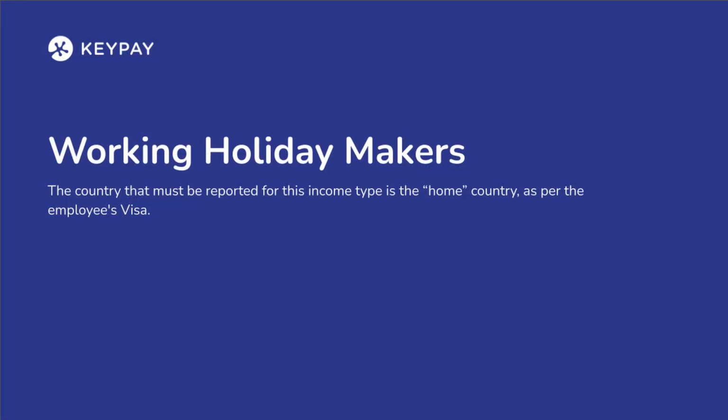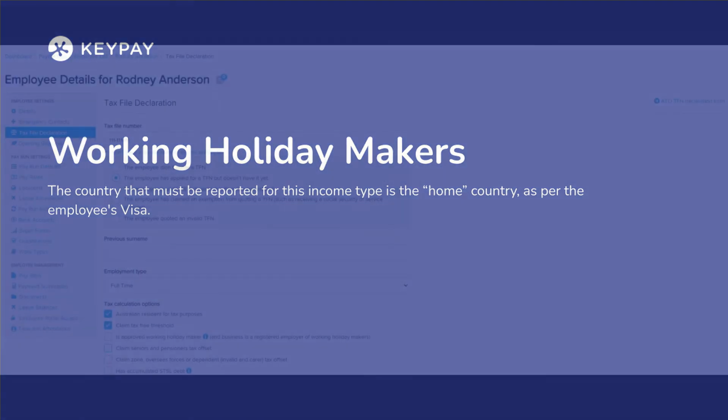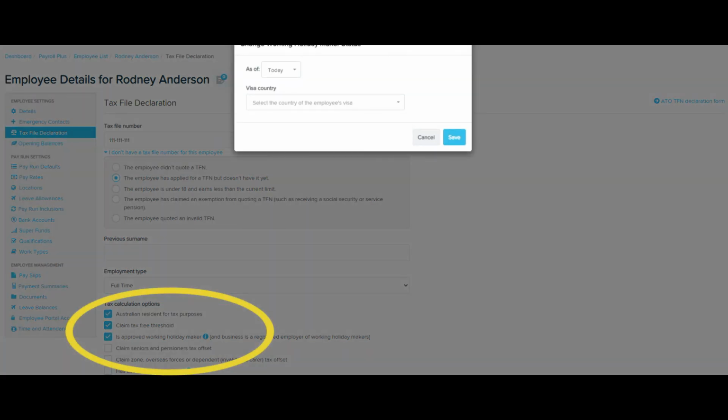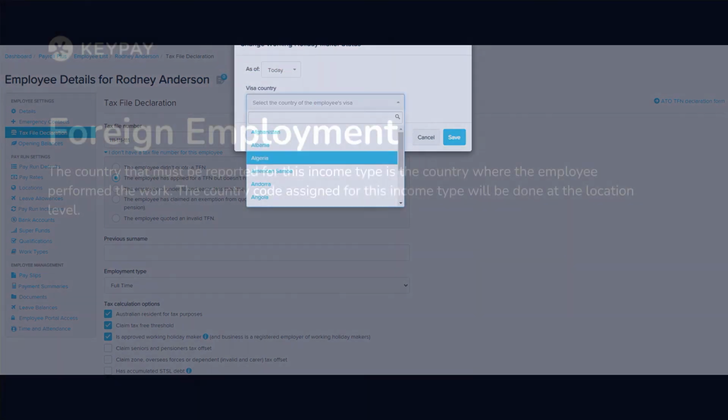Working holiday makers. The country that must be reported for this income type is the home country as per the employee's visa. This setting is configured at the employee level. To assign the country, go to the employee's tax file declaration screen, tax calculations options section, tick the "Is approved working holiday maker" checkbox, and select the applicable country from the drop-down list.